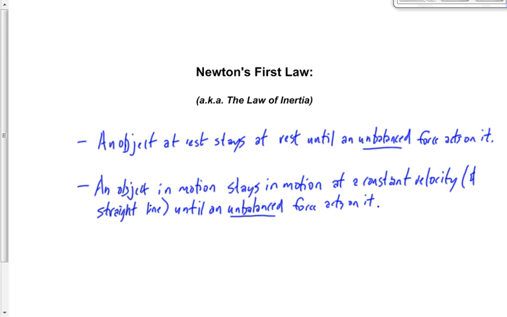When she hit me, here's what happened. My body was at rest. My body inside the car was going to stay at rest forever unless an unbalanced force acted on it. Well, when that lady behind me hit me, that lady applied an unbalanced force on my car, on my seat, on my body. What happened to my body? My body went forward. What happened to my head?